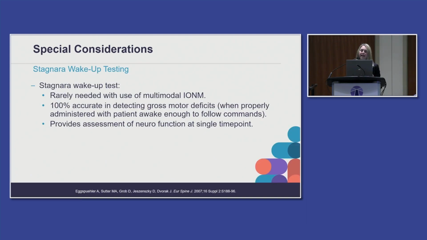I'll mention the Stagnara wake-up test. It's very rarely needed. I think I've only done this 3 or 4 times. I've kind of lost count, but ever. It's rarely needed these days in the setting of multimodal neuromonitoring, but if there is a question, this is 100% accurate when performed appropriately and the patient's awake enough to follow commands. If you need to wake them up intraoperatively to detect a gross motor deficit. Obviously, it's only giving you information at one single time point.